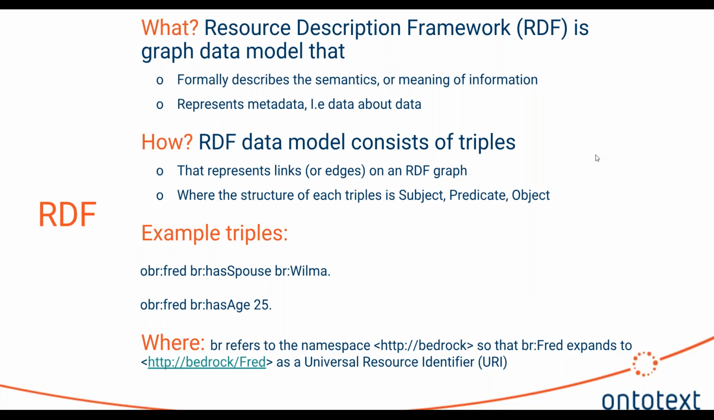In it, we try to model the world of the Flintstones animation series from the 90s, I believe, and the 80s as well. Here, BR represents HTTP Bedrock, so it's still a valid URI, even though at first glance it doesn't look like it. Here we're saying that in the Bedrock namespace, there's an object, Fred. This object has a spouse, and the spouse name is Wilma. Likewise, we say that Fred is 25.